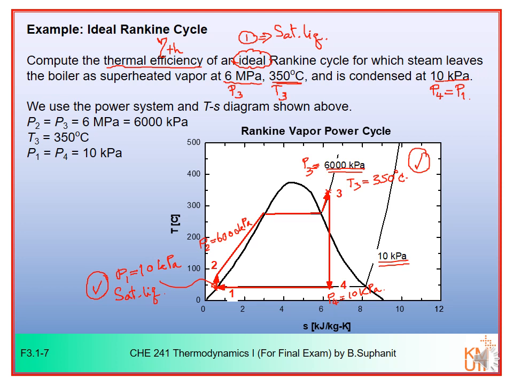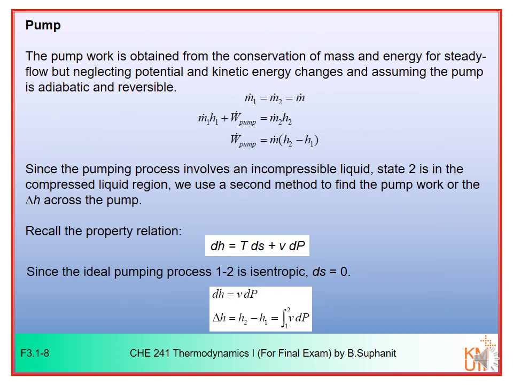Okay, so you have to determine the other properties for point number 2 and point number 4 to make them fully defined, and you can calculate all the properties related at that point. Now, to start our calculation, let's consider each process one by one. We can start with the pump. Pump is process 1-2.